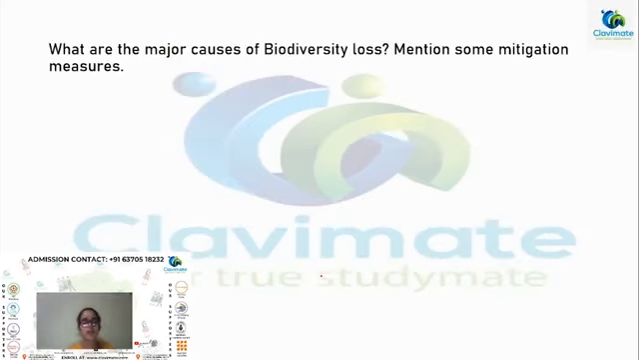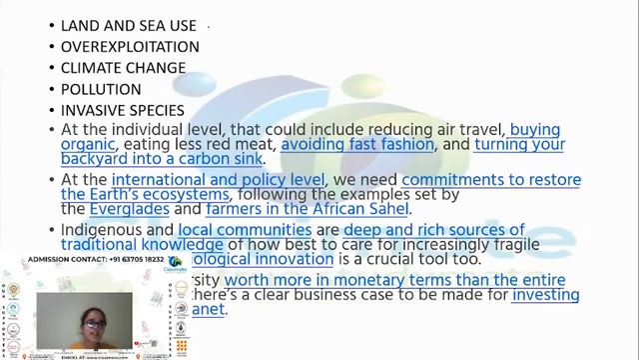So, what are the major causes of biodiversity loss? Mention some mitigation measures. There has been a great loss of biodiversity during the past few years, and this is because of several reasons. One of the main reasons is land and sea use. As we all know, extreme usage of land and sea may lead to species extinction or threat to species. So that is one of the reasons for biodiversity loss, along with over exploitation. This might be over usage of resources, over exploitation of available sources, over hunting, or overfishing.